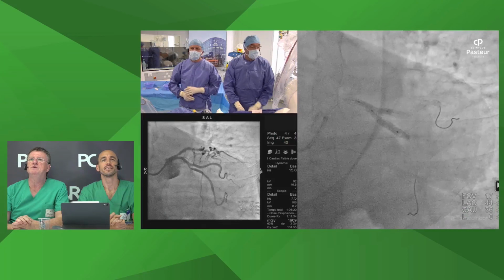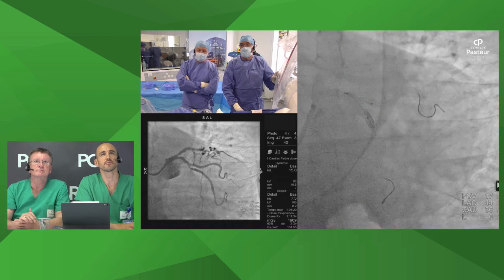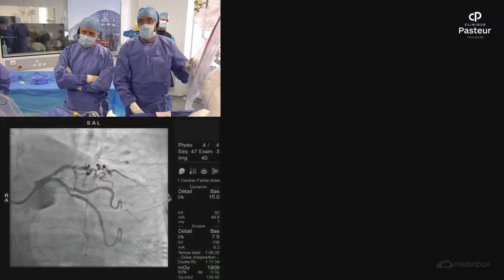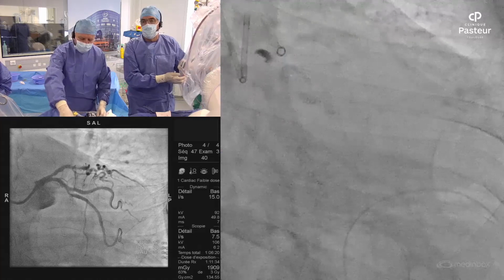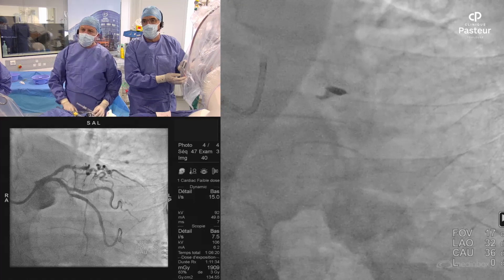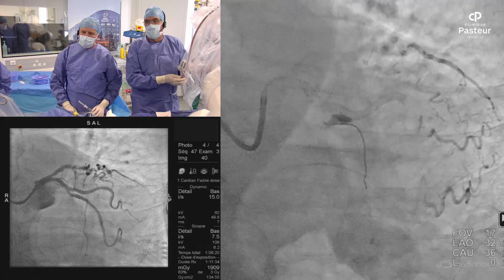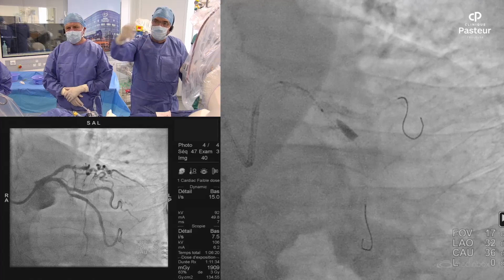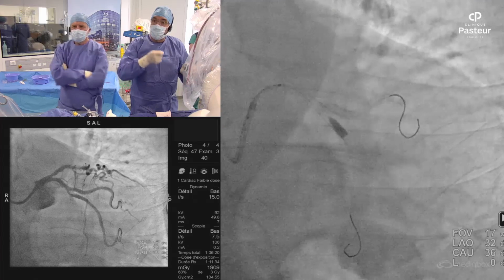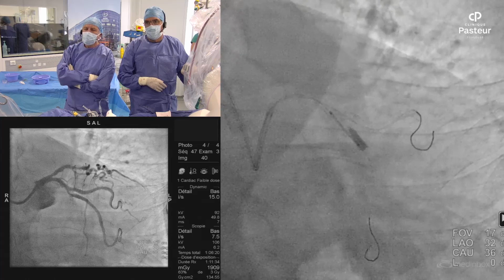Jean, we're back with you. Yeah, Bruno, I will show you what we have done. We have made some progress. Sometimes when you start with a new balloon, it's better. Finally we placed the first wire inside the distal circumflex. Did you pass your guide wire easily? Look, easily. And you see we placed the second wire in the OM1, and we could cross easily with the stent. It's weird because you don't have any difficulty. No, it was really with your support.